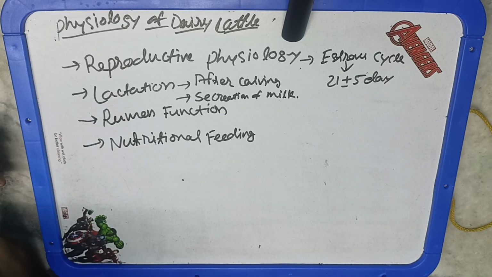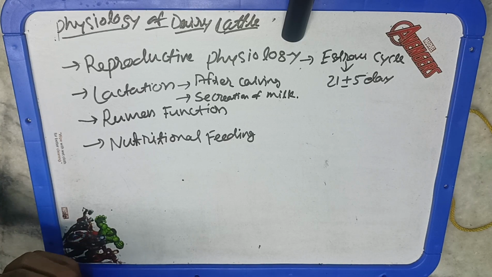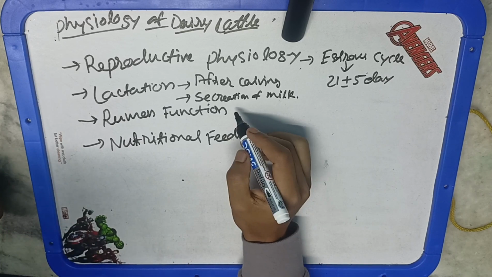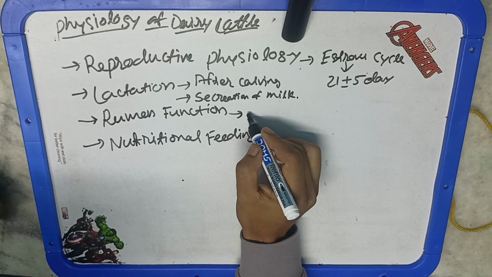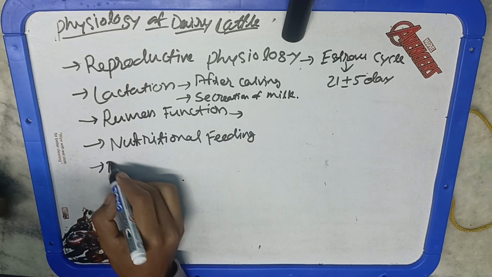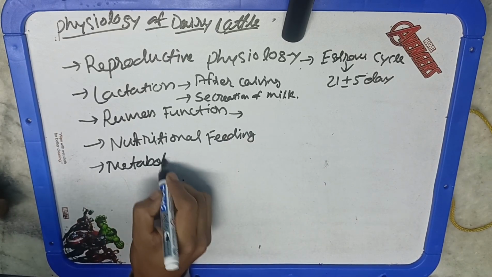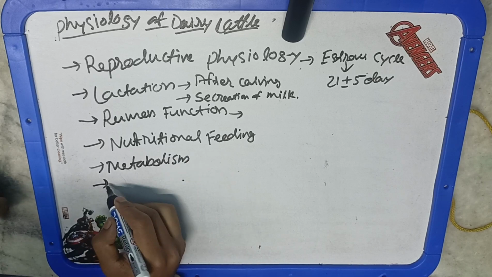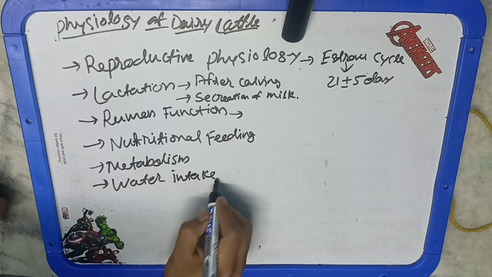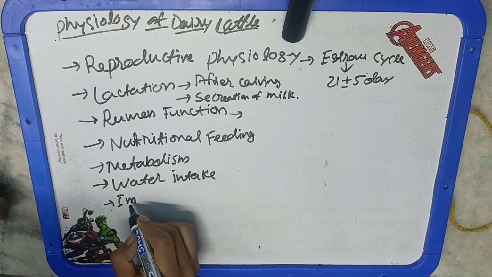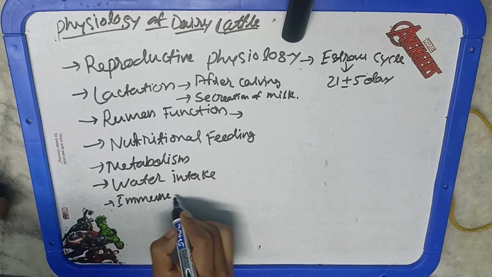Then moving forward, the rumen function. Rumen function relates to digestion. Dairy cows are ruminants. The stomach has four compartments, and the rumen is the largest. We'll discuss it in the digestive part. Then nutrition and feeding, and metabolism. High milk production signifies good metabolic activity. Water intake: the dairy cow requires sufficient water. Teeth, stress, immune system, endocrine system, mammary gland, all of these come under the physiological system.